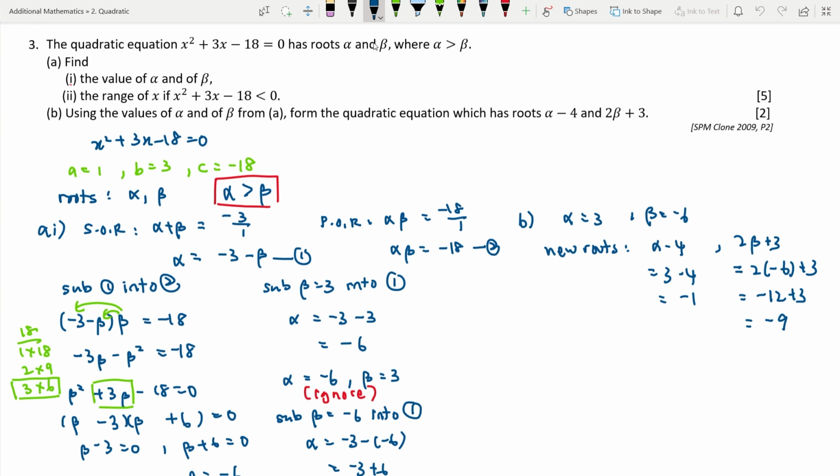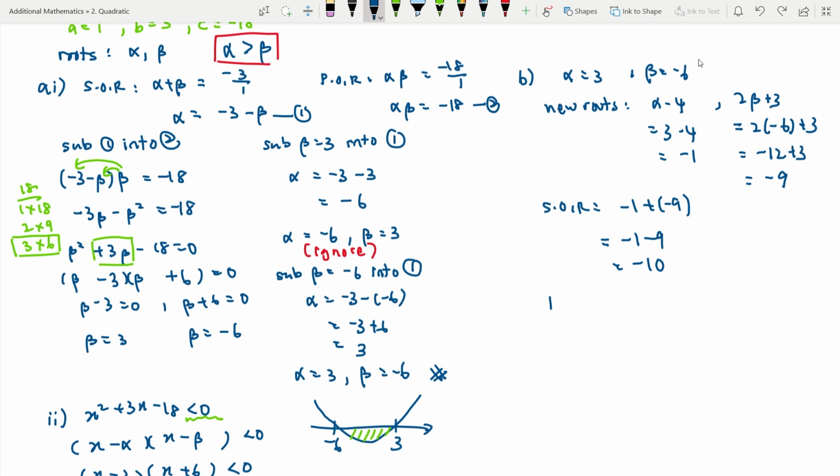To form a new equation, we need to find the sum of root and product of root. Sum of root is equal to -1 plus -9, which is equal to -1 minus 9, -10. Product of root is equal to -1 multiplied with -9. We will get 9. Therefore, the new equation is x squared minus sum of root x plus product of root is equal to 0. That is, x squared plus 10x plus 9 is equal to 0.